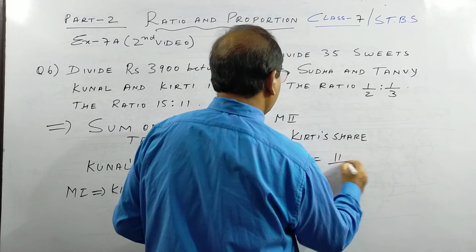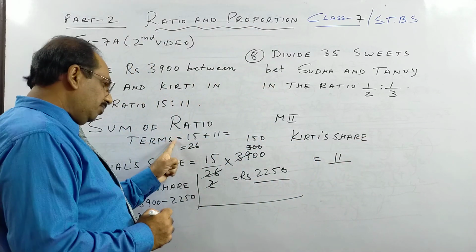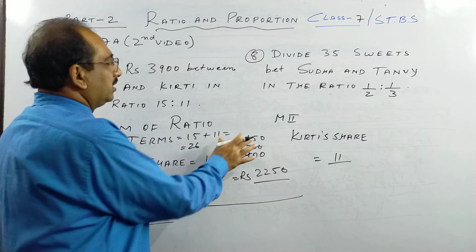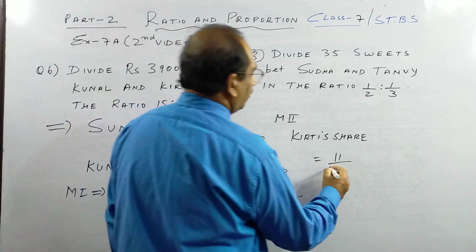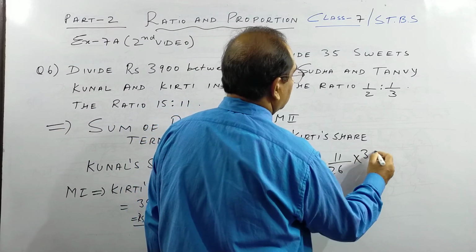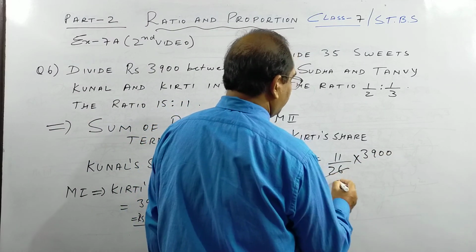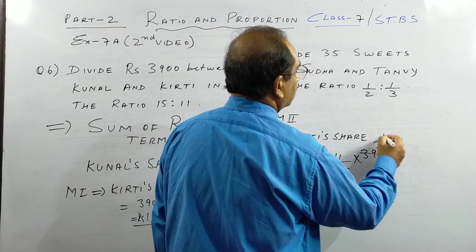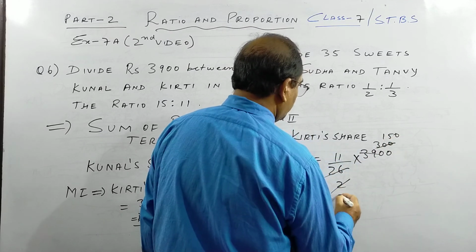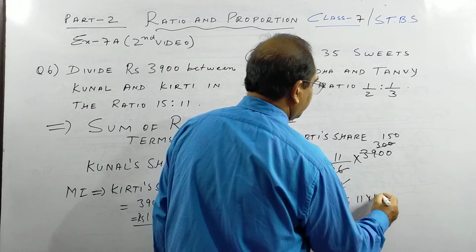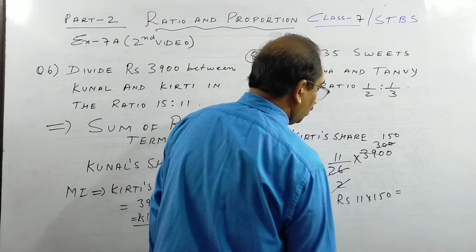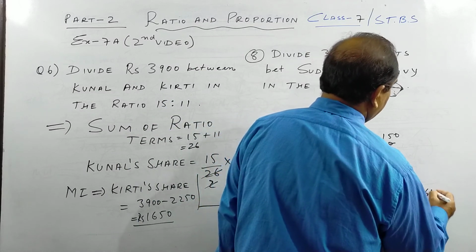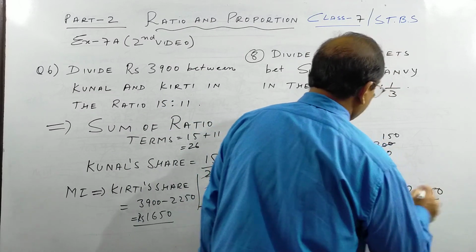11 by 26. I told you Kirti gets 11 out of 26. So 11 out of 26 into 3,900. Same way 13 2s are 26, 13 3s are 39. Again you cancel by 2, and get 150 rupees. 11 into 150: 15 11s is 165, so Kirti will get this many rupees.